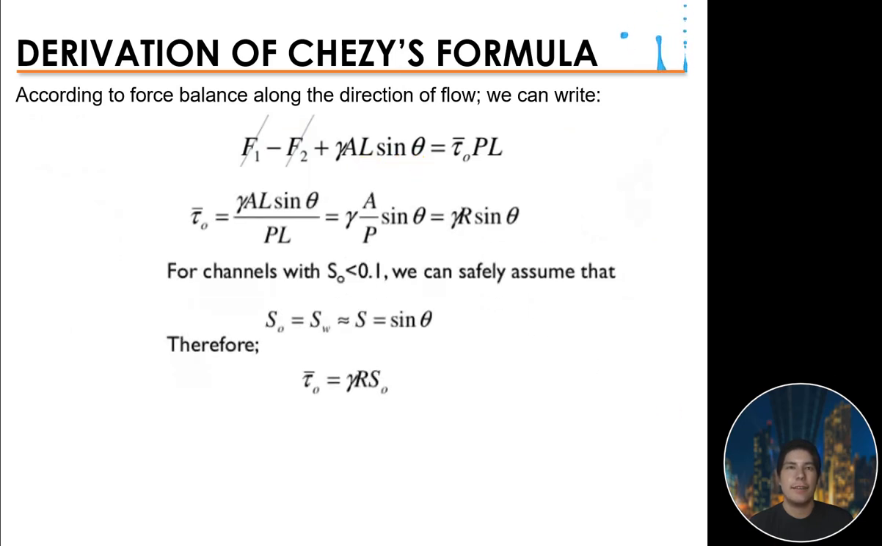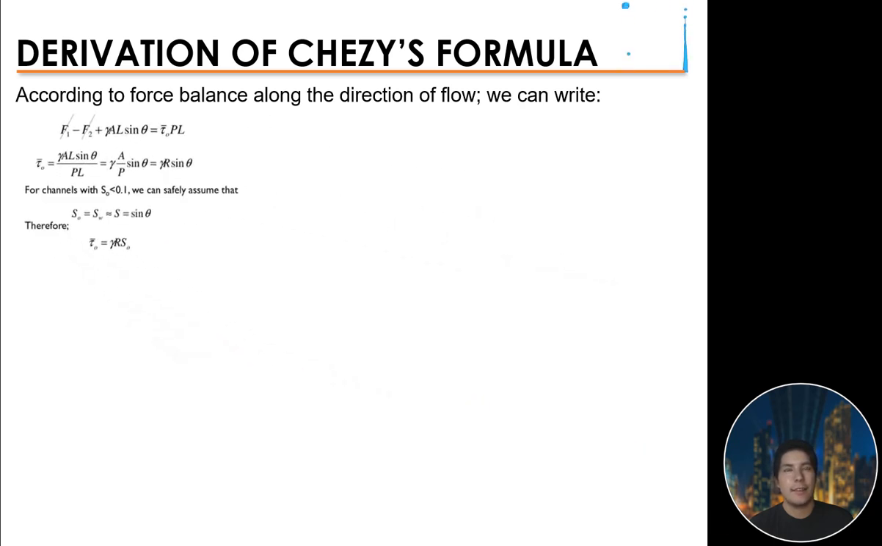So, ngayon, if we simplify that term, so we have this shearing stress which is equal to density R sine theta. So, for channels with slope that is less than 0.1, we can simply assume that SO is equal sa SW, which is approximately the slope, which is also equal to sine theta. Thus, pwede natin sabihin na yung shearing stress is also the density times the hydraulic radius times SO. So that's the shearing stress.